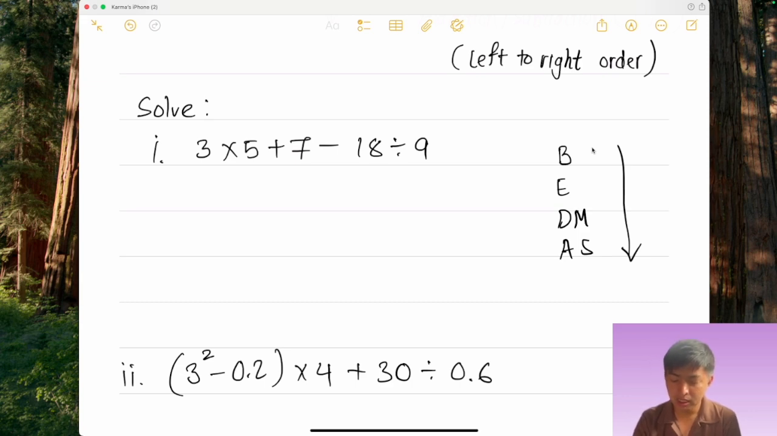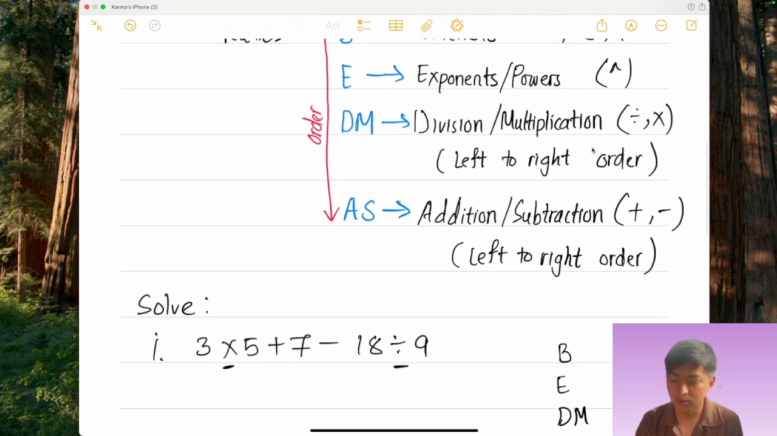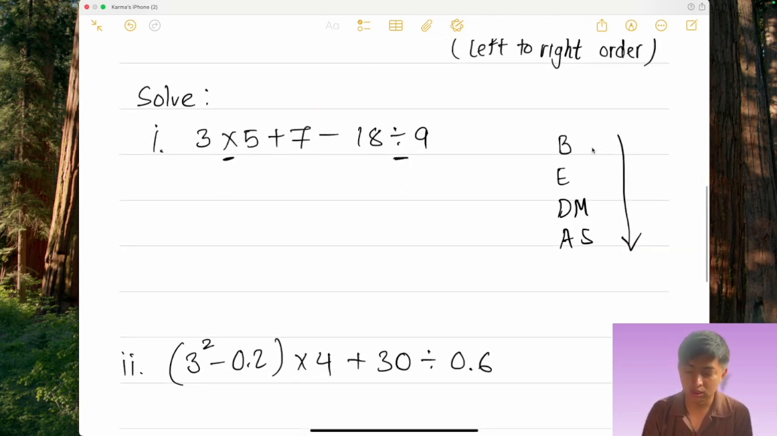Now do you see any bracket? As we can see, there's no bracket here, meaning we move on to the next. Is there any exponent? We see that there are no exponents in this expression. Then we move on to division or multiplication, and we see that there's multiplication here and division here. So both multiplication and division are present in the expression. In that case, we carry out the operation from left to right. So the operation to the left is multiplication.